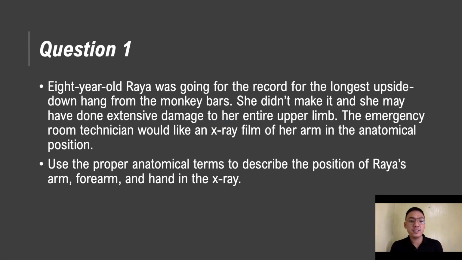The first example of these critical thinking questions: an 8-year-old, Raya, was going for the record for the longest upside-down hang from the monkey bars. She didn't make it, and she may have done extensive damage to her entire upper limb. The emergency room technician would like an x-ray film of her arm in the anatomical position. Use the proper anatomical terms to describe the position of Raya's arm, forearm, and hand in the x-ray.